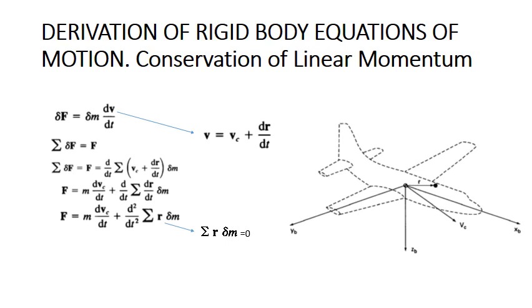The fourth equation then becomes F equal m dvc by dt, which relates the external force on the airplane to the motion of the vehicle's center of mass. The problem now is that the vector Vc is referred to the body axis system, which is a rotating system.